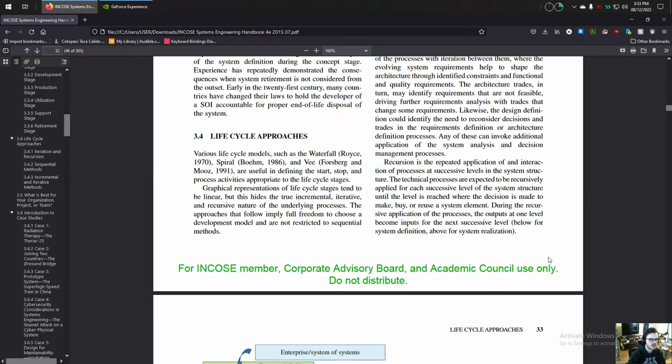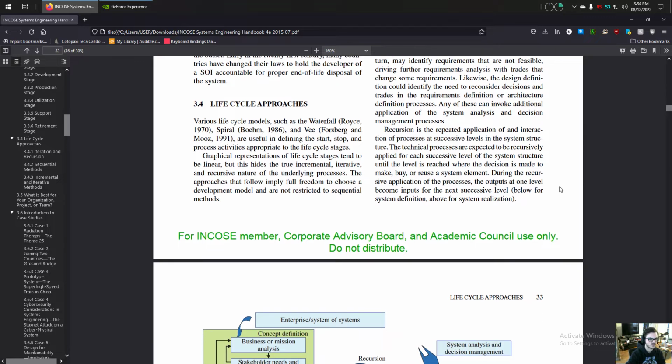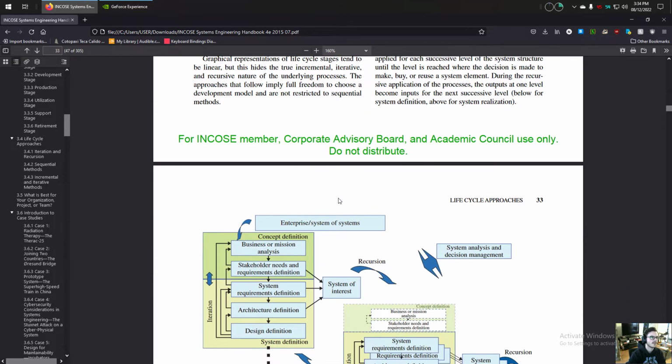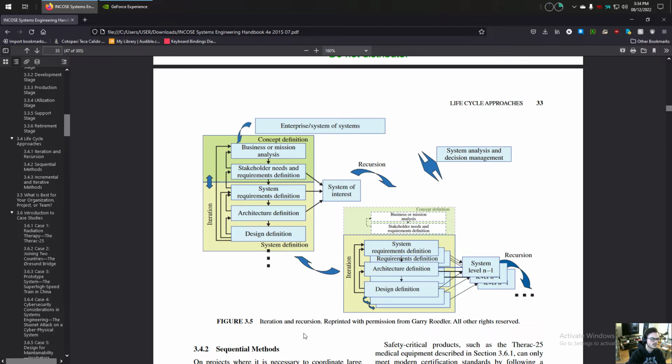Recursion is the repeated application of and interaction of processes at successive levels in the system structure. The technical processes are expected to be recursively applied for each successive level of the system structure until the level is reached where the design is made to make, buy, or reuse a system element. And during the recursive application of the processes, the outputs at one level become inputs for the next successive level. This figure here shows iteration and recursion.